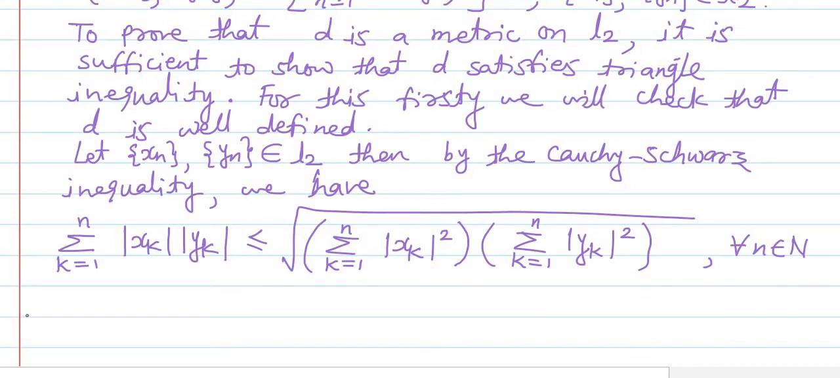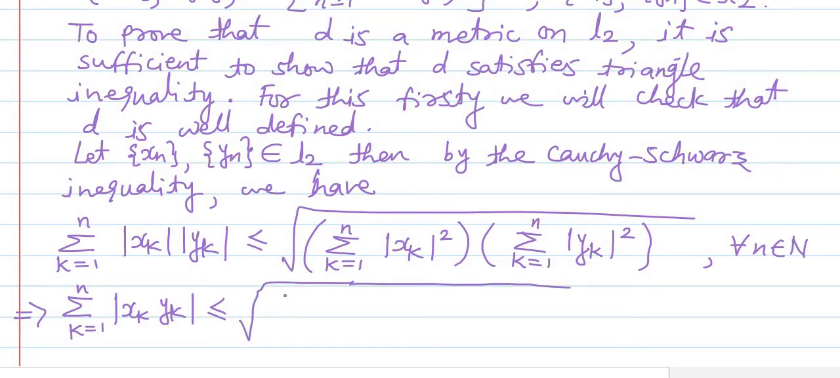Therefore the same thing can be written as, which implies that summation over k equal to 1 to n mod of xk into yk, because we know that mod a into mod b is the mod of ab, is less than or equal to the under root of, in the first term the summation over k equal to 1 to n xk square, since mod square of xk is the same as xk square, into, in the second term, the summation over k equal to 1 to n yk square, since similarly mod square of yk is the same as yk square.